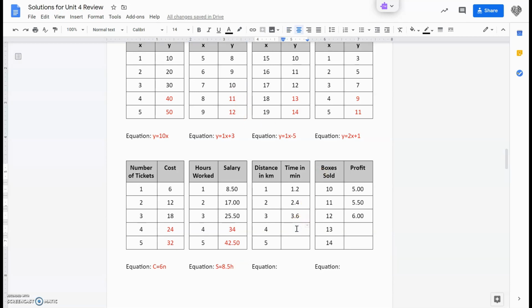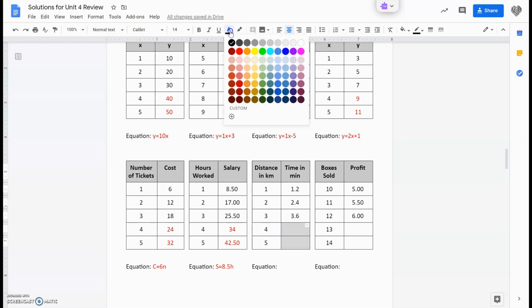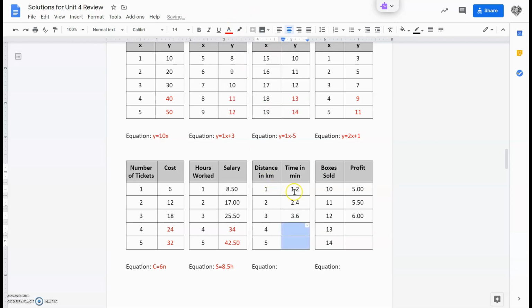Distance in kilometers and time in minutes. So obviously we're traveling, and when we drive 1 kilometer, 1.2 minutes have passed. 2 kilometers, 2.4 minutes have passed, and 3 kilometers, 3.6 minutes have passed. So if you look, what you're increasing by is 1.2. So 1.2 plus 1.2 is 2.4. 2.4 plus 1.2 is 3.6. And then 3.6 plus 1.2 would be 4.8. And 4.8 plus 1.2 would be 6.0, or just 6.